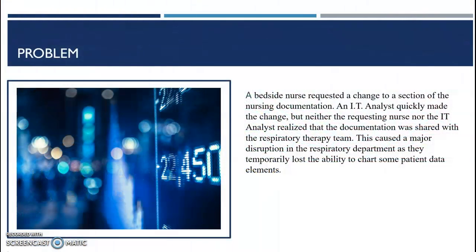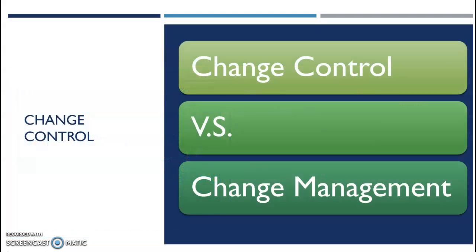And on the first slide, as you see, we have a problem within a department that has come to my attention. We have a nurse who has requested a change to a section in the nursing documentation. And the IT analyst made the change but did not know the documentation was also shared with the respiratory team. The problem was seemingly fixed until the respiratory team lost the ability to chart patient data elements. So this brings me to talking about change control and implementing a change control process within the department.